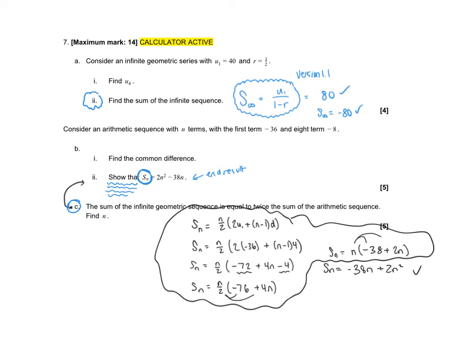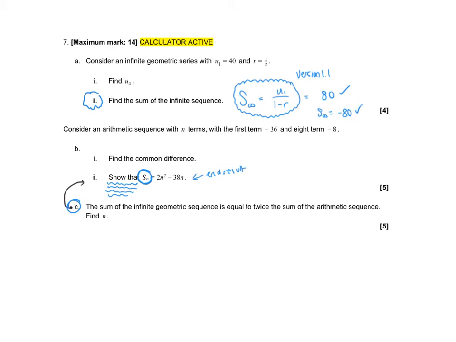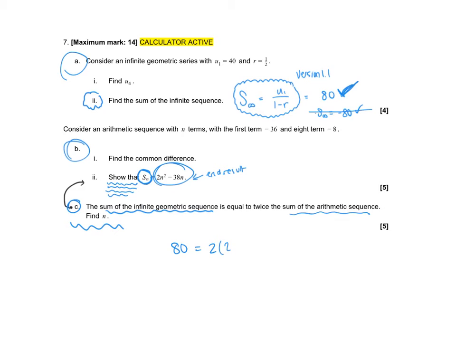Well, first I'm going to erase all this. One thing to know about IB is usually C and D problems use things that you did in A and B. It says the sum of the infinite geometric sequence. Well, you found that the sum of the infinite geometric sequence was 80. 80 was the correct answer, but I accepted negative 80. Is equal to twice the sum of the arithmetic sequence. And they just told us the sum of the arithmetic sequence is 2n squared minus 38n.